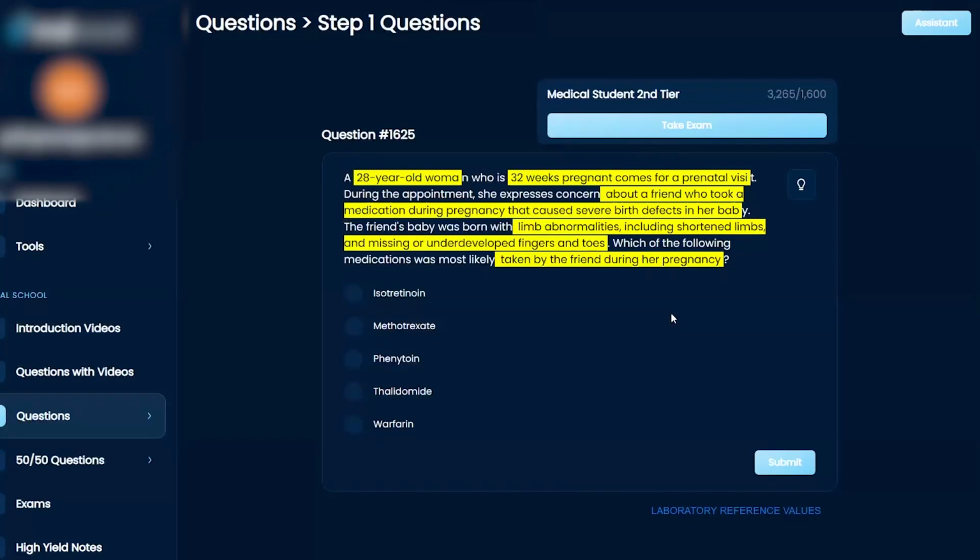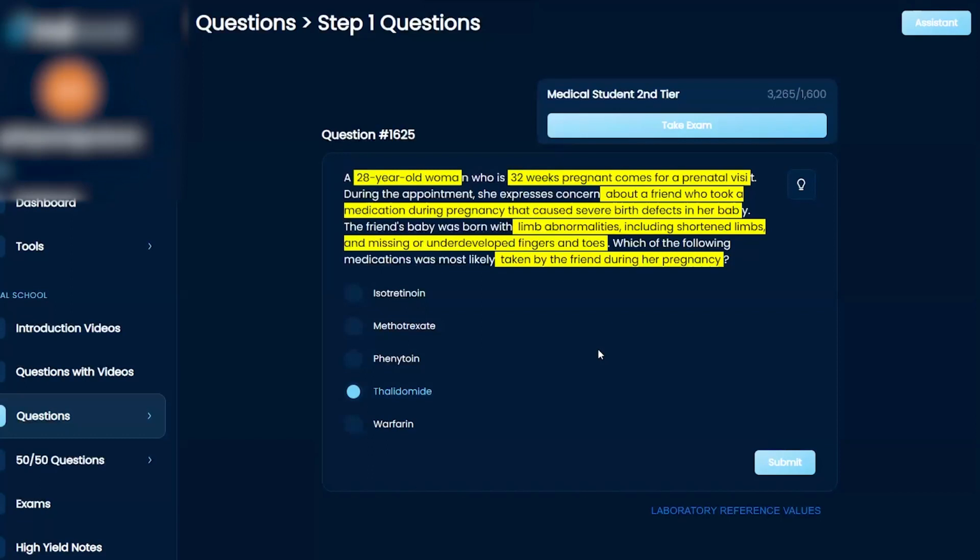Okay, so all of these can cause issues. The thing I think we're looking for is something with limb abnormalities. I believe it's thalidomide, just because that's what I think of when I think of limb abnormalities in pregnancy. Phenytoin is more along the lines of neural tube defects.